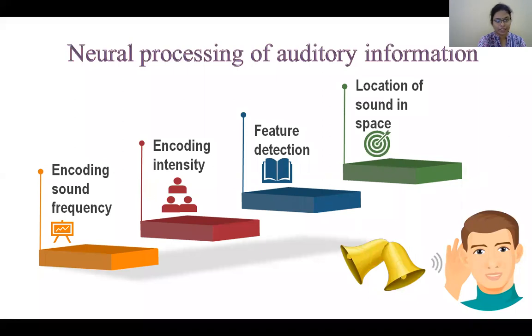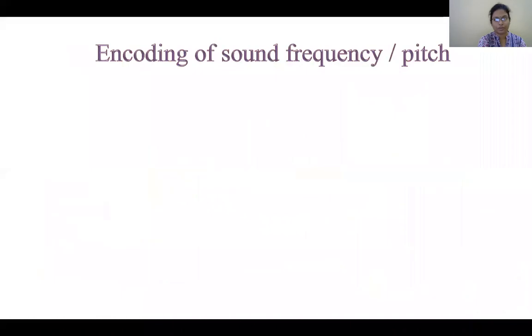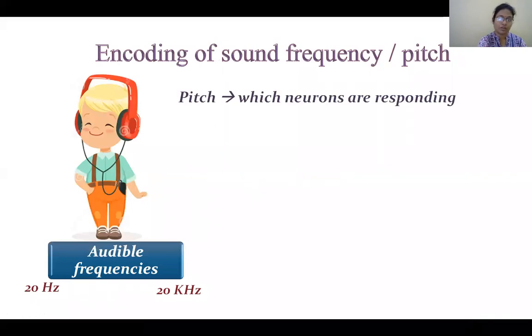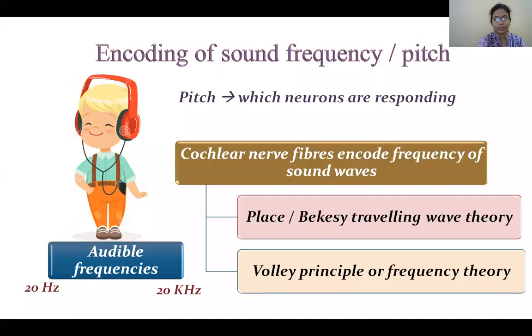So let us see one in detail. What is encoding of sound frequency and pitch? We know that humans have an audible range from 20 Hertz to 20 kilohertz. Pitch means which neurons in the basilar membrane are responding to the sound. It is the job of the cochlear nerve fibers to encode the frequency of sound waves. Based on this principle, we have two theories: the place theory, or Bekesy's traveling wave theory, and the Volley principle, or frequency theory.